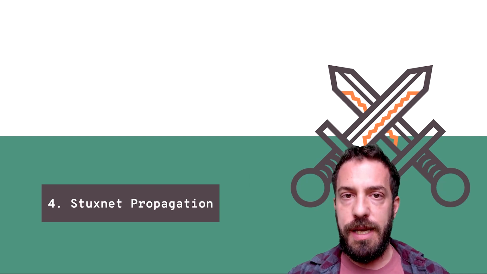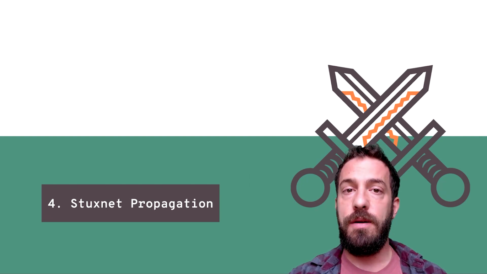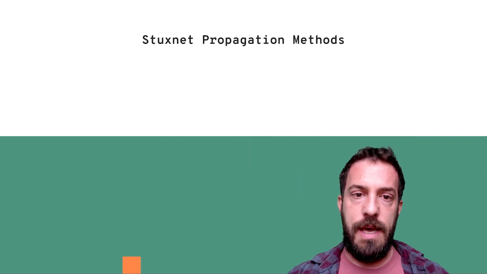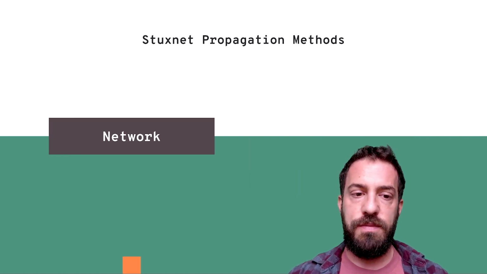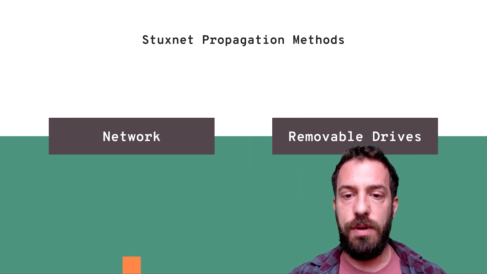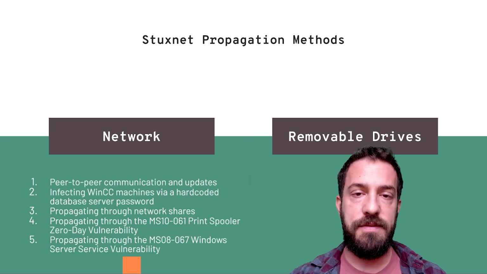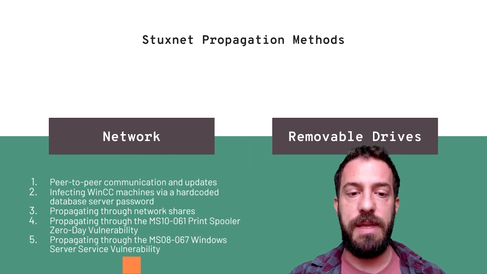It is now time to see how Stuxnet propagates either within the network or through removable drives. So Stuxnet, as I just said, has two ways of propagating. One would be network and one would be removable drives. Network, it has 5 ways, and we'll see each one of them individually.